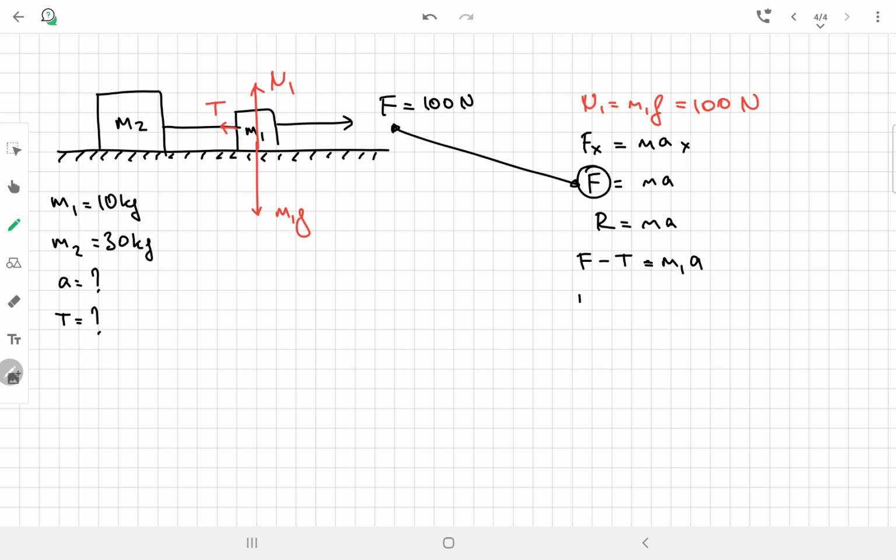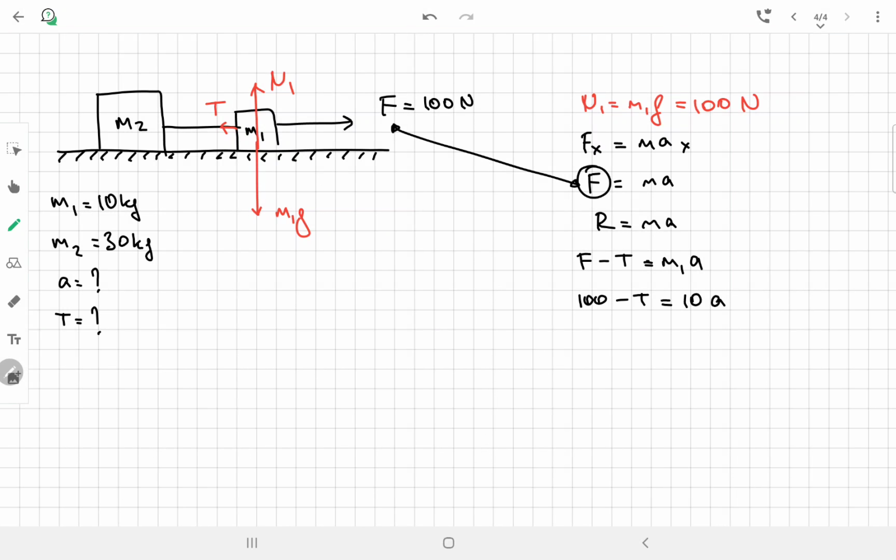Now, force is 100, tension unknown, mass M1 is 10 kg, acceleration unknown. So you see we have one equation but two unknowns. We need one more equation. Now let's go to the second object. Let's draw the free body diagram for the second object.